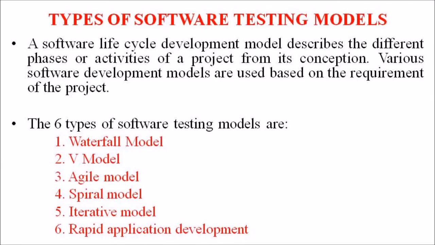So my dear students, we have discussed the rapid application development model in this lecture. In the last 6 lectures we discussed 6 major software development lifecycle models. Those models are the waterfall model, V-shaped model, agile model, spiral model, iterative model, and rapid application development or RAD model. These are the most commonly used models.